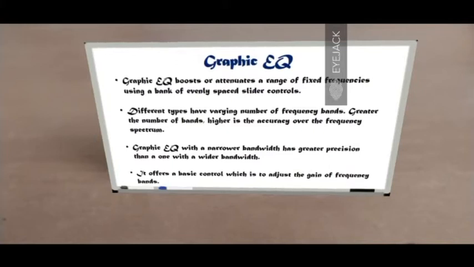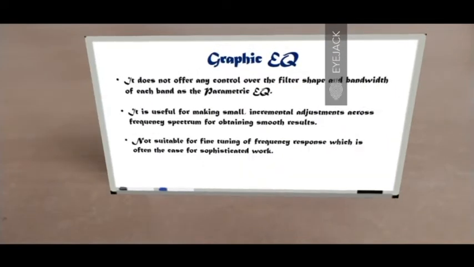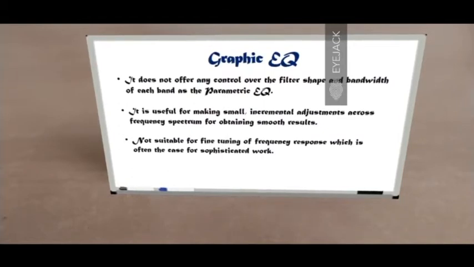A graphic EQ with a narrower bandwidth has greater precision than one with a wider bandwidth. But in general, graphic EQ only offers basic control, which is to adjust the gain of frequency bands, meaning it just helps you attenuate or boost a particular frequency or range of frequencies. However, it doesn't offer any control over the filter shape or the bandwidth of each band. It is thus useful for making small incremental adjustments across the frequency spectrum for obtaining smooth results. However, it's not suitable for fine-tuning of frequency response or surgical level work, which is often the case for professional audio editing and audio mixing, which is where the parametric EQ comes into play.